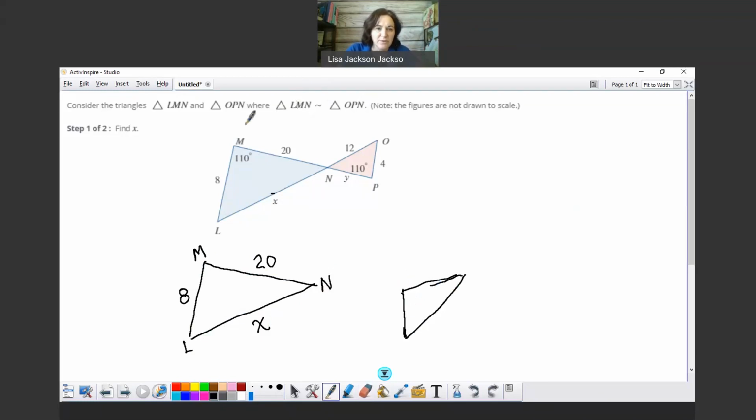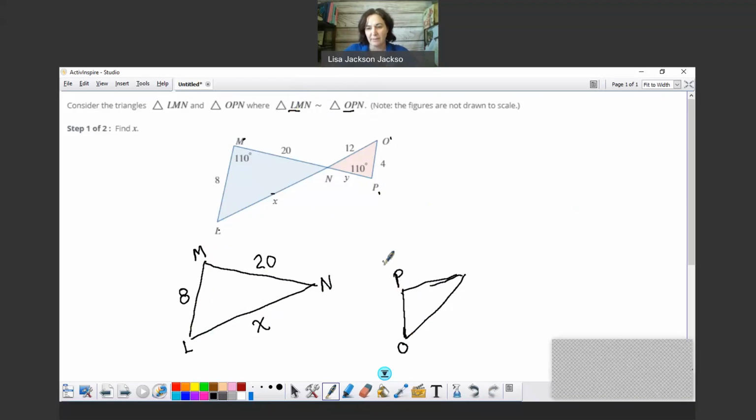and look at just the first two letters. From L to M is the same side of my triangle as from O to P. So L to M is my 8. O to P is 4. The way this triangle is drawn, I have L on the bottom. L matches O, so I'm going to put O on the bottom. The way this triangle is drawn, I have M here on this top corner, and M matches P, so I'm putting P up here.